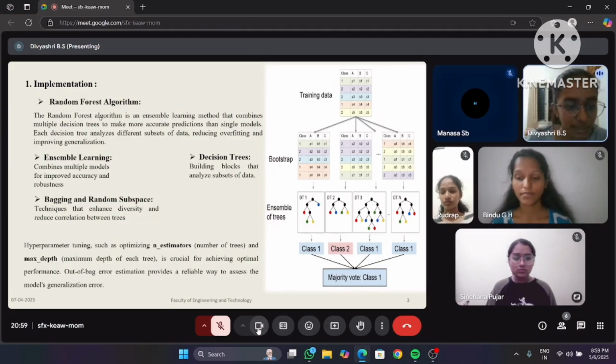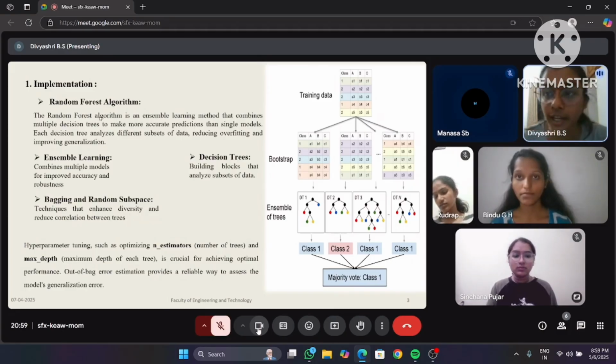Bagging and random subspace techniques enhance diversity and reduce the correlation between the trees. Hyperparameter tuning, such as optimizing n_estimators, that is the number of trees, and the maximum depth of each tree, is crucial for achieving optimal performance. Out-of-bag error estimation provides a reliable way to assess the model's generalization error.